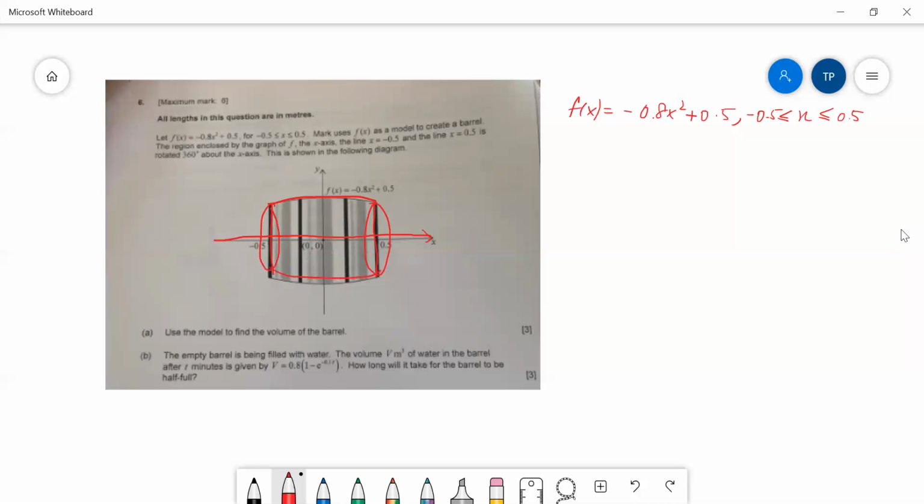So they say use the model. In this case, they say use f of x as a model. So model in this case is referring to f of x. They want you to find a volume. When you want to find a volume, what's the formula for volume? Do you know?